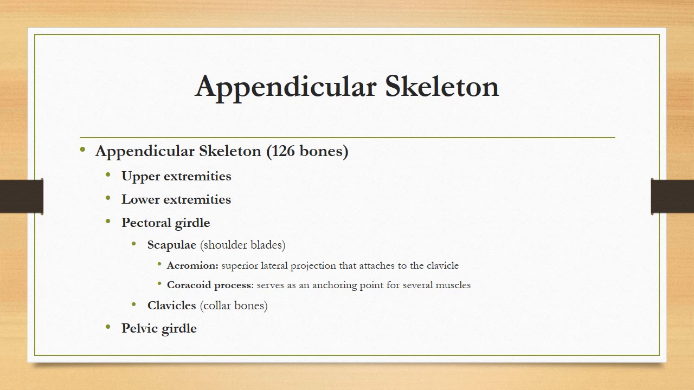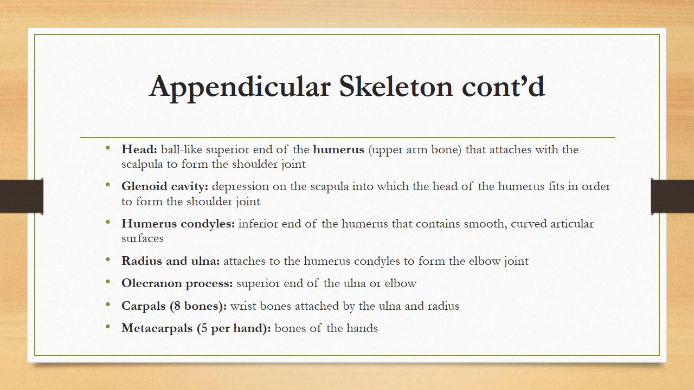Pectoral girdle also consists of the clavicles, which are your collarbones, and then we have the pelvic girdle. Now we'll talk about them. You have your head, which is the ball-like superior end of the humerus, your upper arm bone, and it attaches with the scapula to form the shoulder joint. Your glenoid cavity is a depression on the scapula into which the head of the humerus fits in order to form the shoulder joint. Your humerus condyles are the inferior ends of the humerus that contain smooth, curved articular surfaces.